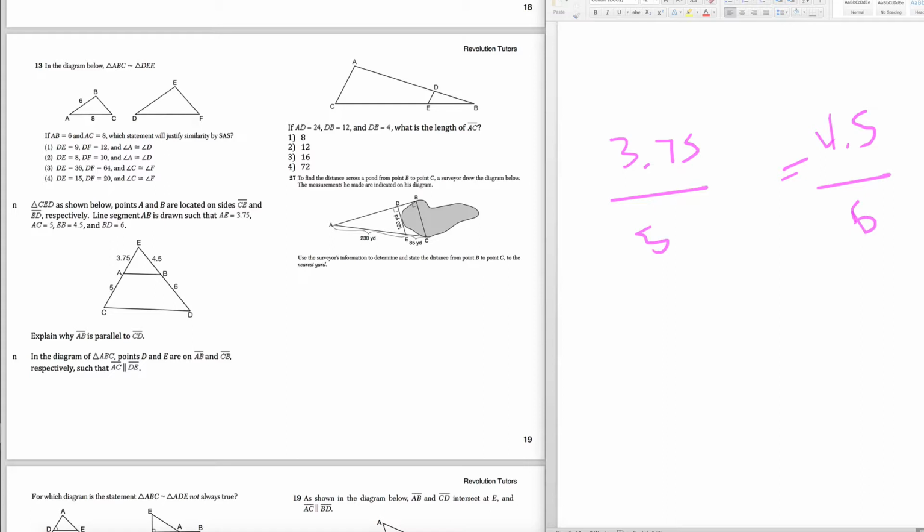Oh, it is? What do you mean? Oh, doing it piece by piece instead of the whole thing? Yeah, I guess because if they're in proportion, then the pieces are in proportion too. I don't know if it works. It totally works. Let's just do it that way then.